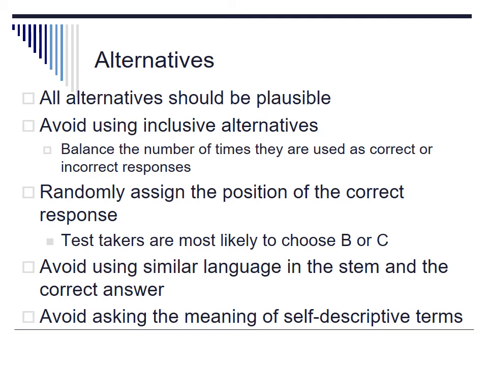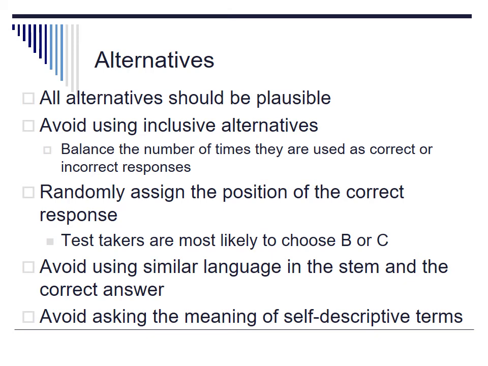We want to avoid using inclusive alternatives. Balance the number of times they're used as correct or incorrect responses. So again, if we have inclusive alternatives, that is all of the above or none of the above, if you are using these, you want to make sure that they are the correct answer sometimes and are the incorrect answer. A lot of times people fall into the trap where all of the above is always a distractor, in other words, it's never correct, or all of the above is always correct when it pops up. People will notice these trends, and again, it'll change the chance of them actually getting things correct when maybe they don't know the answer.